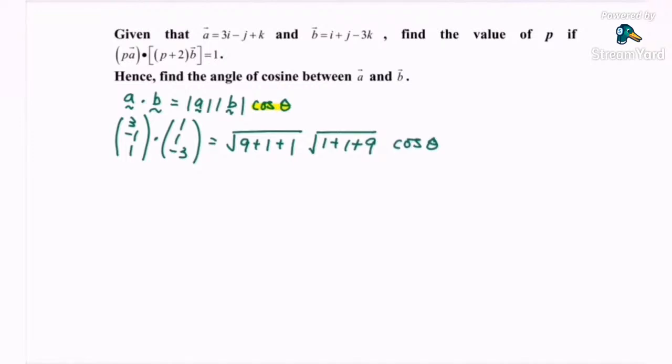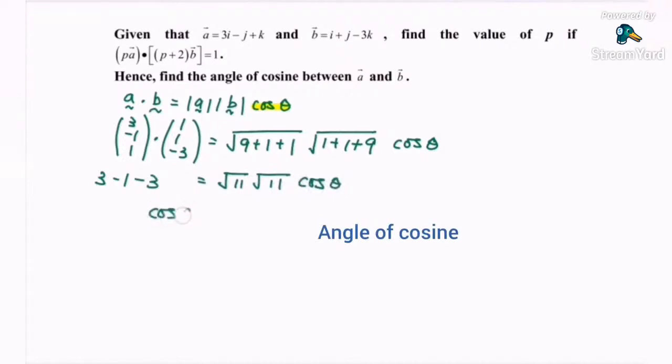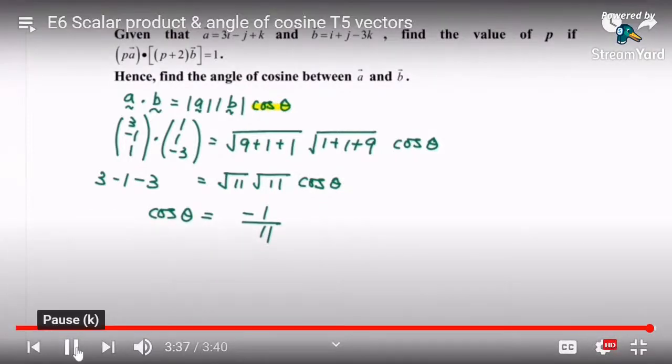So A dot B, where we will have 3 minus 1 minus 3, is equal to square root of 11 multiplied with the square root of 11 cos theta. So cos theta, or we can say the angle of cosine, is equal to -1 over 11. So here we are, and thanks for watching.